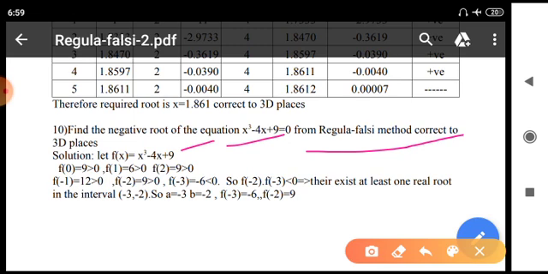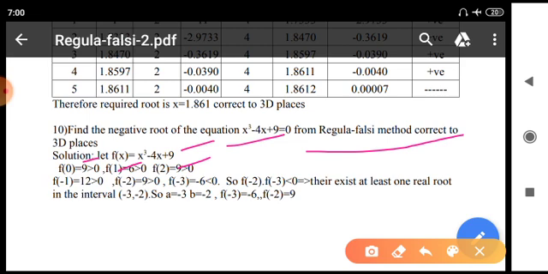So first we start with f of 0, which is 9, greater than 0. F of 1, still it is positive, 6, greater than 0. F of 2, again we get 9, which is greater than 0. Since for 0, 1, 2, 3, etc., I will get only positive values, I will go with minus 1. Now x equal to minus 1, I will take the value, which is 12, greater than 0.